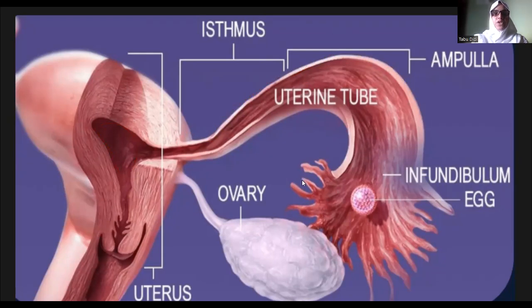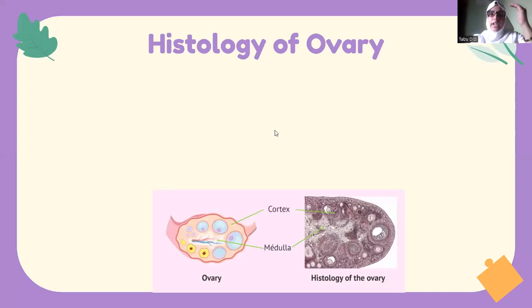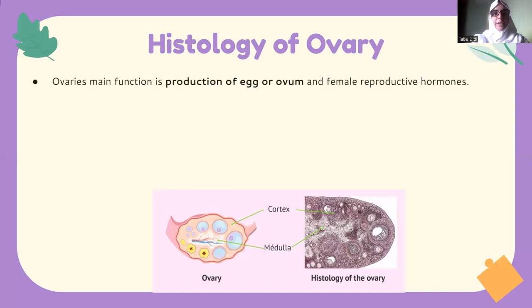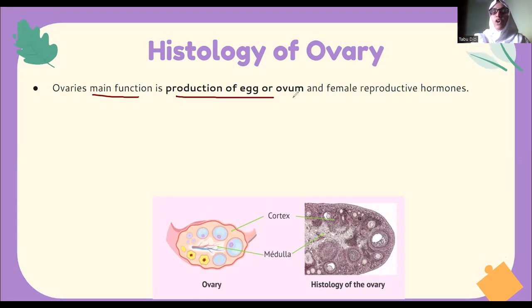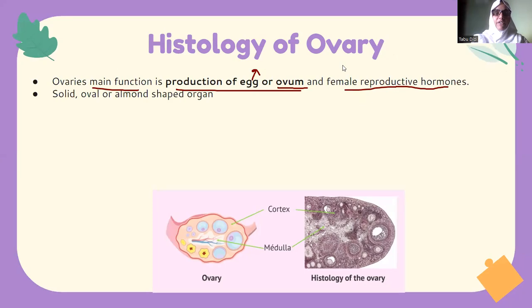Okay, so let's have a look at the ovary, how it looks from inside, and what the major functions of the ovary are in the female reproductive system. The main function, which is very important for you to know, is production of the egg. Egg is the female gamete, or you can call it ovum, and the reproductive hormones of the females will also be produced by the ovaries.